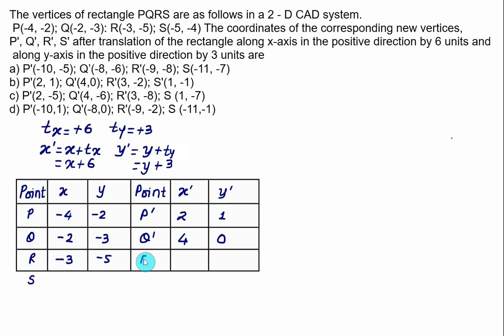New point is R prime. -3 plus 6 is plus 3, and -5 plus 3 is equal to -2. And finally we have S is -5, -4. In that case S prime is -5 plus 6, which is 1, and -4 plus 3 is equal to -1. So the answer is 2, 1, 4, 0, 3, -2, 1, -1. Choice B is the correct choice.